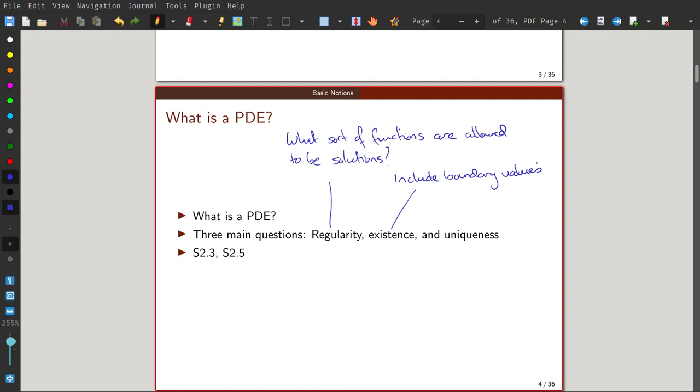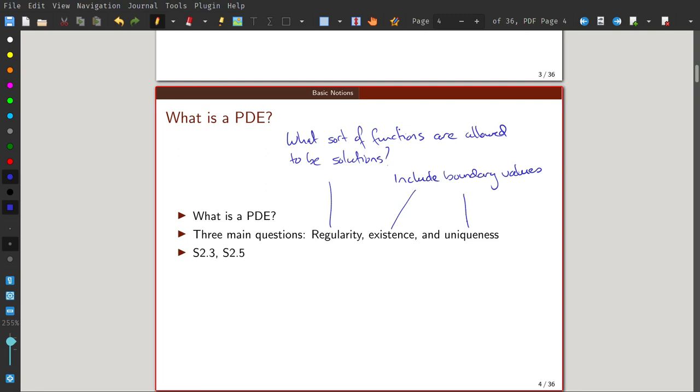Or it can also mean that there can be multiple existence questions, depending on which different sorts of boundary conditions are given. And then that obviously ties together with uniqueness, in that given some boundary value conditions, is there existence?